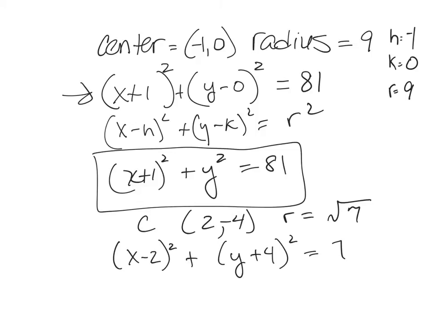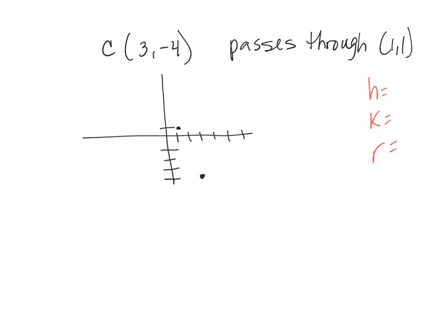Got it? So here they give me the center, so I know h and k. Just don't lose focus on what they're giving you. But this one means passes through. So here's the center, and it passes through this point right here, right? So that means that this circle is going to look like this around that center. You understand that? Because it passes through that point, and there's the center.